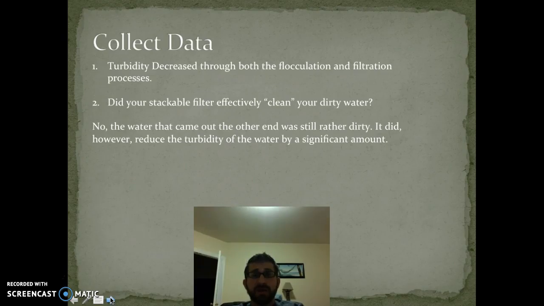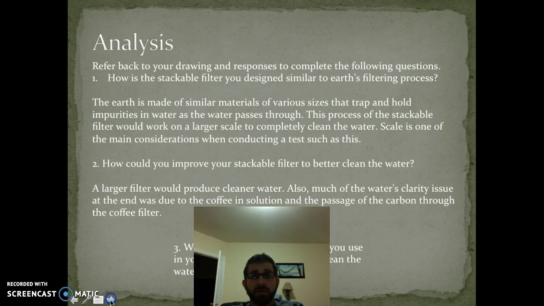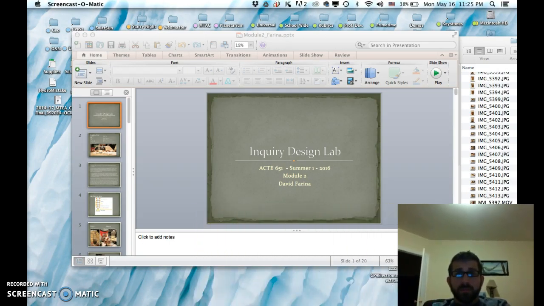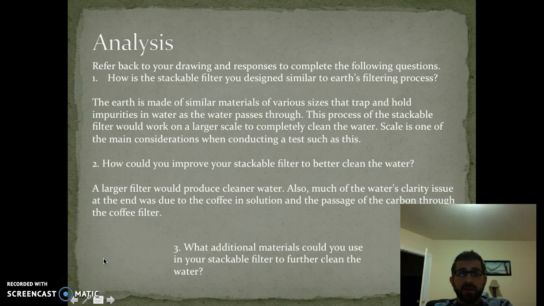So I collected the data. The water came out the other end rather dirty, but definitely with lowered turbidity. Sorry about that. So it's similar to Earth's filtering process, as I said earlier, because of the different materials it's passing through. I think I could improve this by making the filter larger. This small design makes it very difficult. In the real world, you need at least a foot for it to act as a filter.